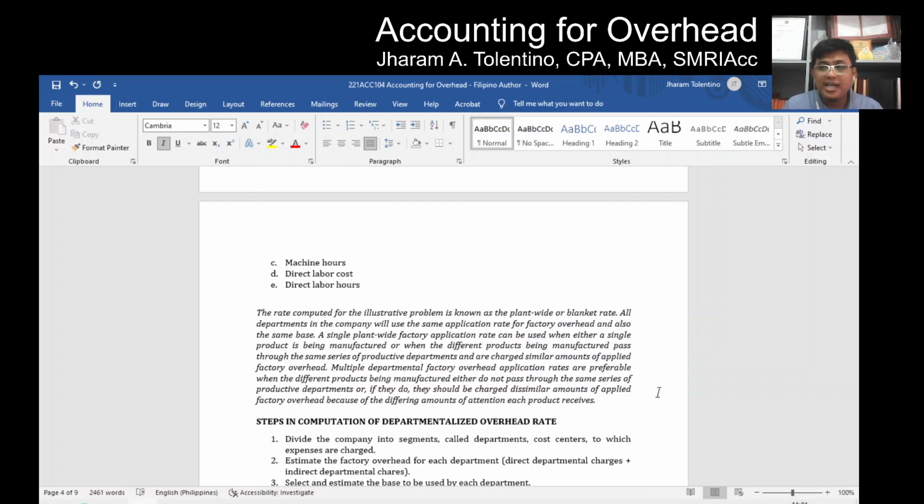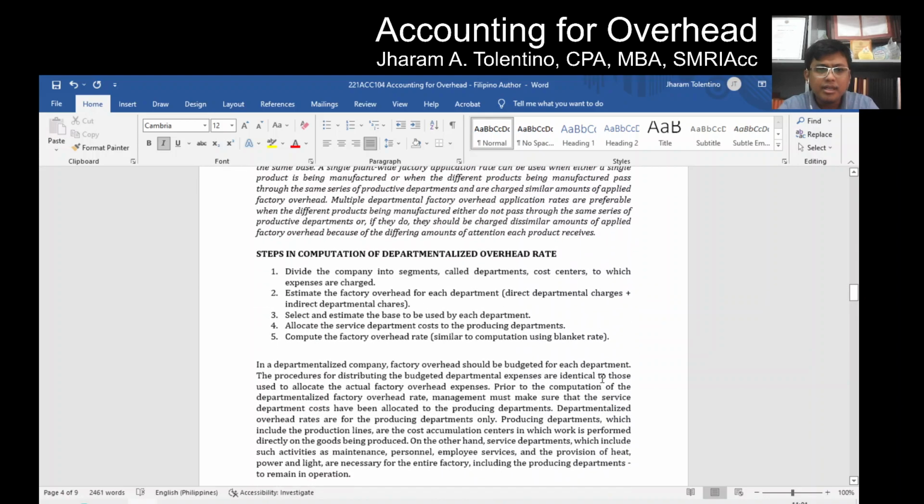Diba? Kasi wala kang pagmumultiplyan na direct labor hours sa kanila if ever na meron ka ng rate. Same is true kapag machine hours yung ginamit mo, walang mapagmumultiplyan yung gumagamit ng labor hours or direct labor hours. Okay?